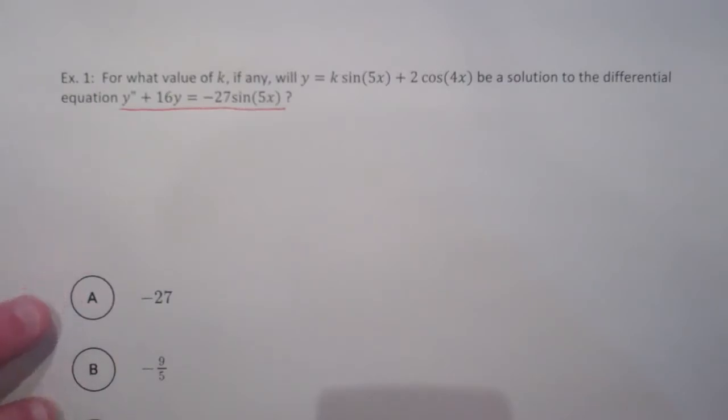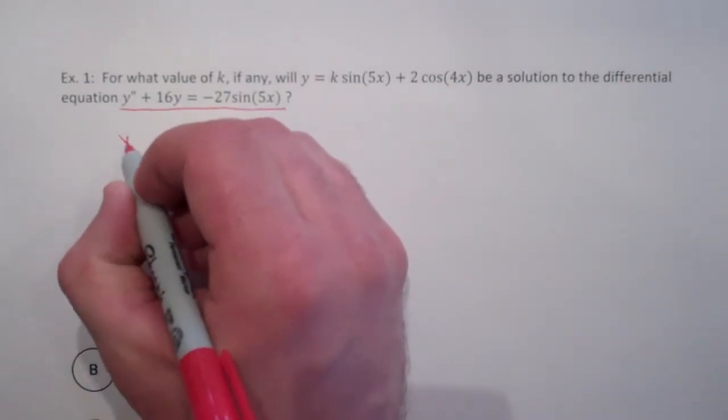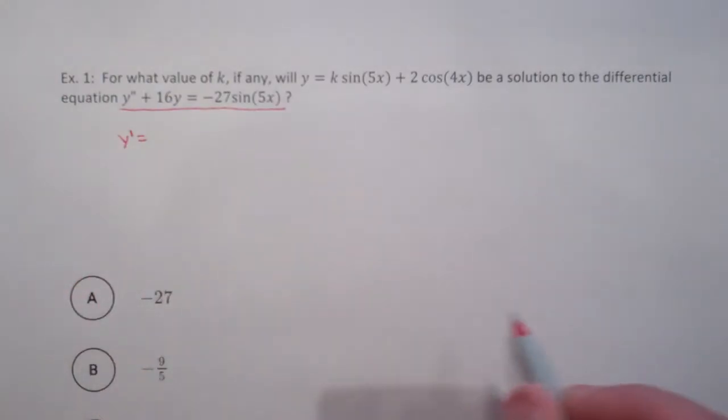There's a and b down here, and there's also c and d, which you can't see on the screen just quite yet. But once we do a little bit of work for this, we'll go ahead and see which answer it's going to be. So to figure out what y double prime is, we'll have to take the first derivative, and we'll take the derivative of that again.